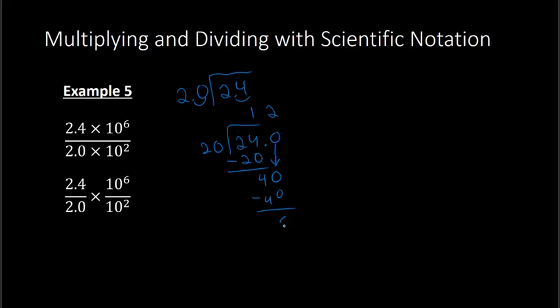Subtract, the remainder is 0, and the decimal goes right here. So it's going to be 1.2. So this part right here is 1.2. And then here, the 10 to the 6th divided by 10 squared, I'm dividing, so I subtract the exponents. 6 minus 2 gives me 10 to the 4th power. So my solution is 1.2 times 10 to the 4th power.